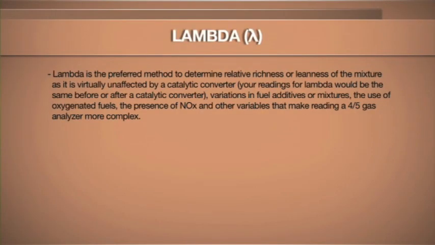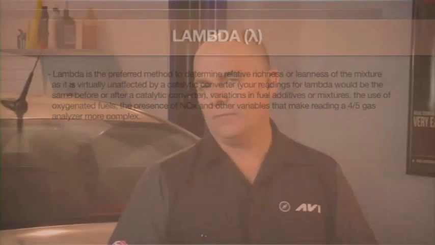Lambda is a measurement that determines richness or leanness without being affected by the catalytic converter. So we can actually put it in the tailpipe and get direct readings of what that engine control system is doing. Variations in the fuel, whether we're using regular, super unleaded, or E85, have a great influence on how that catalytic converter is going to perform, and engine control systems. So it's important we use a 5-gas analyzer to determine what's coming out that tailpipe of that vehicle.